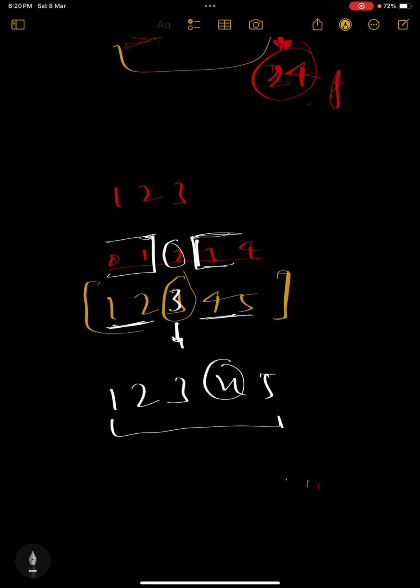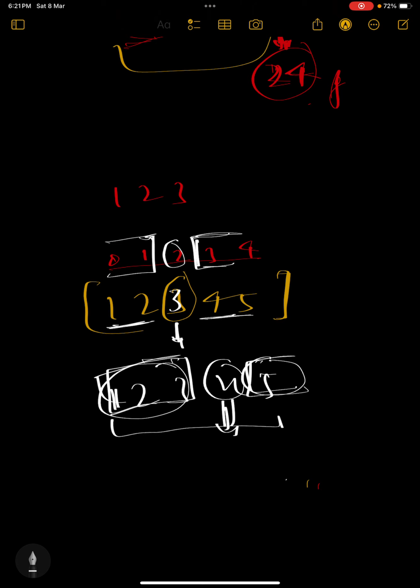If you are at 4, what do you require? All elements after this index and all elements before this index, meaning you want the multiplication of these. If somehow someone gives you the product of the left and the product of the right, you can simply multiply those products and get the product of the array except itself. Means at any instant you require left side multiplication and right side multiplication.